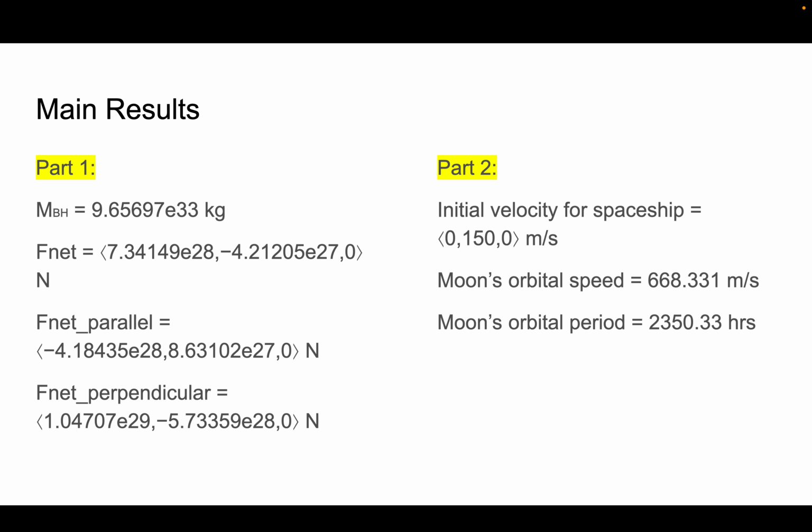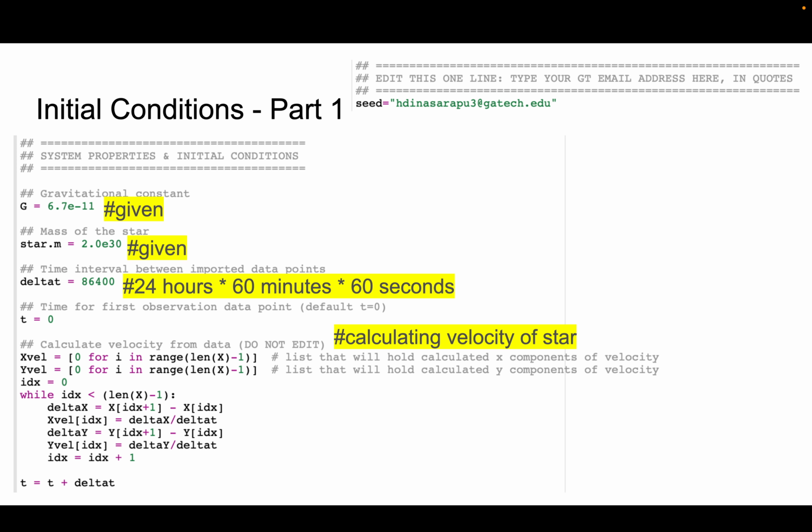The main results of Part 2 are that the initial velocity of the spaceship has an x component of 0 and a y component of 150 meters squared. The moon's orbital speed was 668.33 meters squared, and the moon's orbital period was 2,350.33 hours.